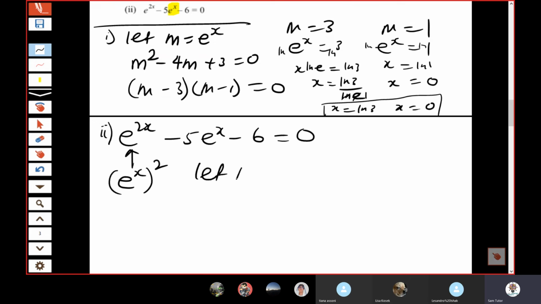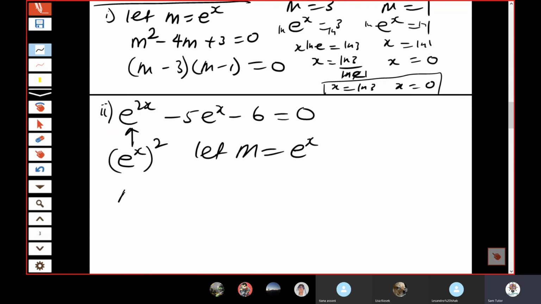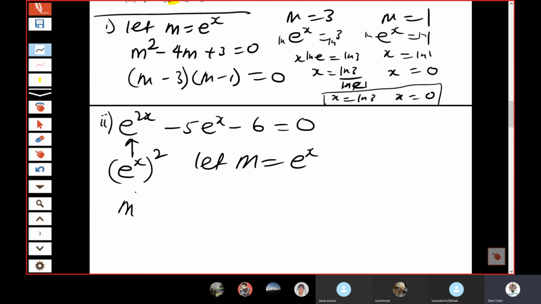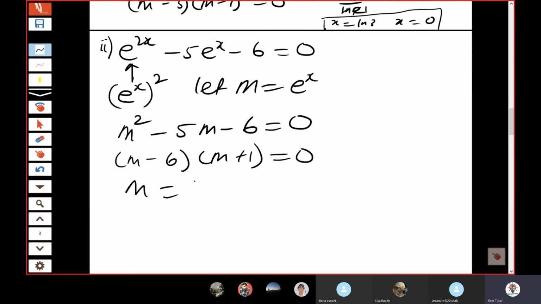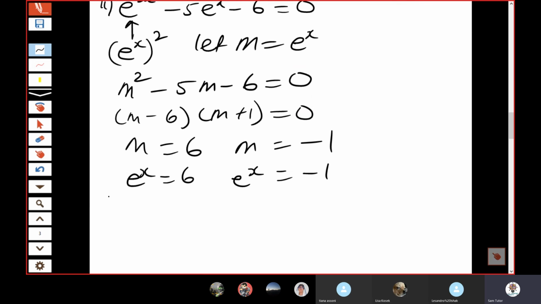So again, you just let m, or whatever letter you like, maybe the letter of your name if you want to choose that, let m equal e to the x, and then just go m squared minus 5m minus 6, solve. Replace. You're not solving for m. Log both sides. You can't log a negative, so there's no solution for this one.